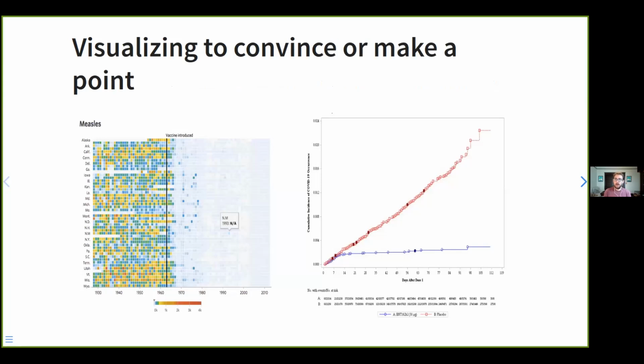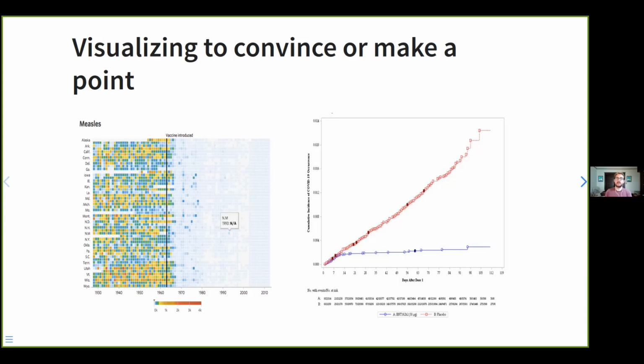This is an example of how to visualize to convince or make an argument. So I'm showing you two plots here. On the left-hand side is more or less a heat map showing the incidence of measles in the United States across time on the x-axis, and the y-axis is indicating the different states of the country. And you see this big vertical black line indicating the time in history when the measles vaccine was introduced. I'll let you interpret that yourself.